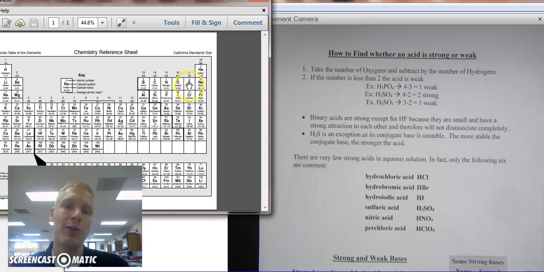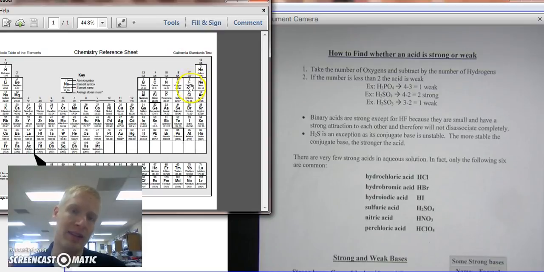The reason fluorine and hydrogen, like HF, is not considered a strong acid is because it does not dissociate completely. The definition of a strong acid is an acid that will ionize 100%, meaning the H splits off from the anion, and you have these 2 ions in solution. And the reason fluorine is not going to dissociate with its hydrogens is because it's so electronegative.